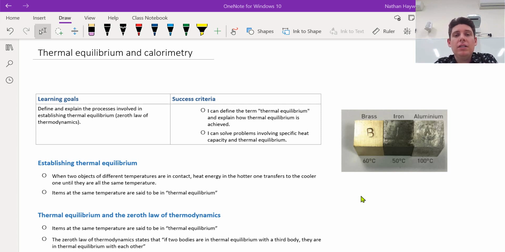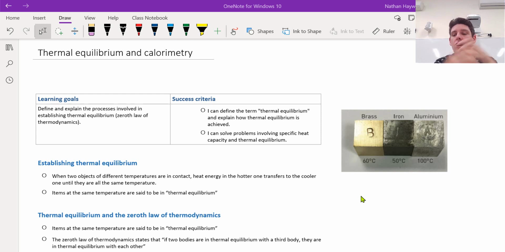Hello, welcome back. Today we're looking at thermal equilibrium. So today you should be able to establish what thermal equilibrium is and think about what we call the zeroth law of thermodynamics. In thermal equilibrium, we think about the energy being conserved, and this process is called calorimetry.